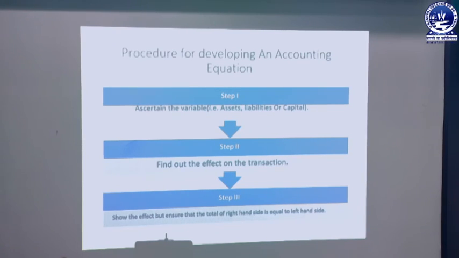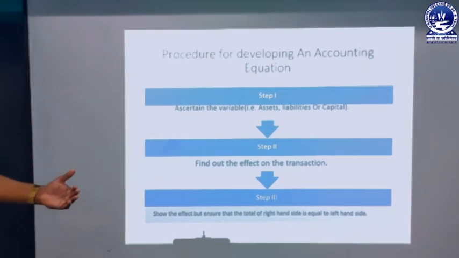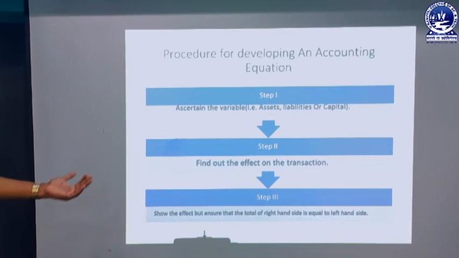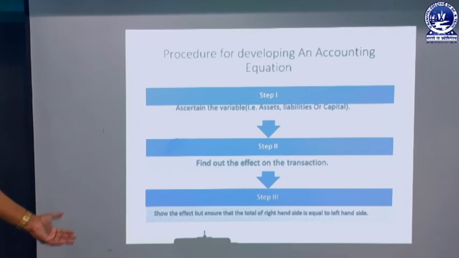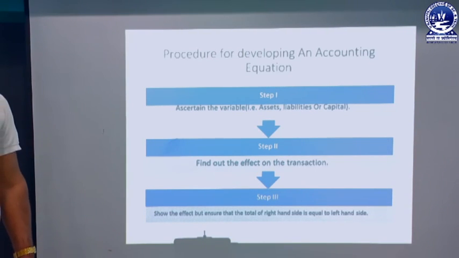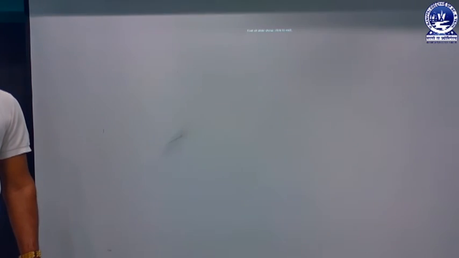Then step 3, show the effect but ensure that the total of the right hand side is equal to the left hand side. After identifying the assets, liabilities or capital, we must represent them in the form of an equation, and in the equation we must show that the total of the left hand side equals the total of the right hand side. That means assets minus liabilities must equal capital. In every case we must show that. That is known as the accounting equation.